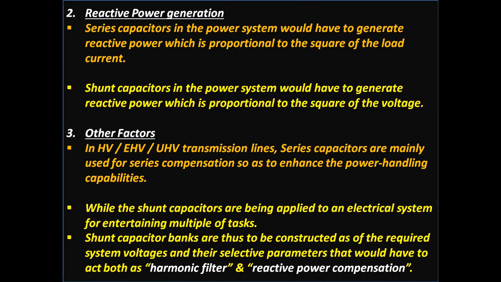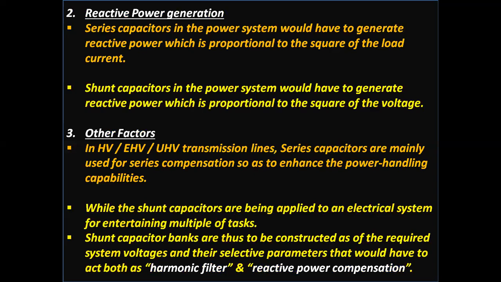Number 2, reactive power generation. Series capacitors in the power system generate reactive power which is proportional to the square of the load current. Shunt capacitors in the power system generate reactive power which is proportional to the square of the voltage. This is the main difference.